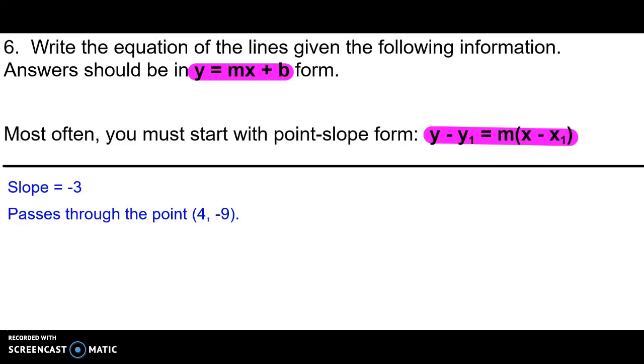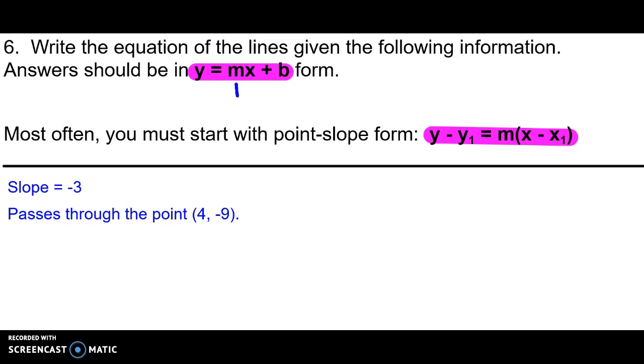This video is going to go over question 6 on the exam 1 review sheet. Question 6 says, write the equation of the lines given the following information. Answer should be in the form y equals mx plus b. Remember, that's called slope-intercept form.